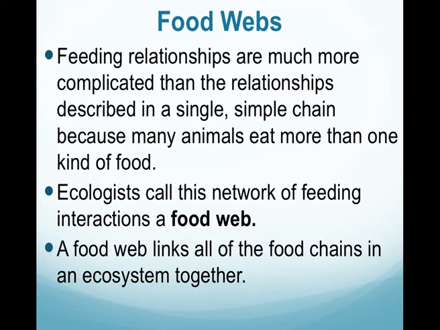This is actually much more realistic because when we think about it, we don't eat just one thing, and neither do organisms in the wild. They feed on multiple things. So a food web shows a much more accurate picture than what a food chain does. A food chain shows only one flow of energy through the ecosystem. A food web shows multiple flows of energy.